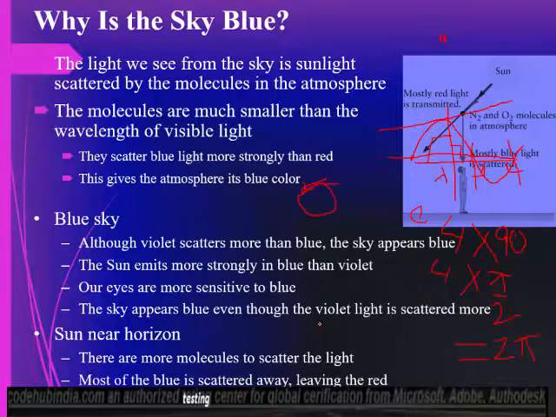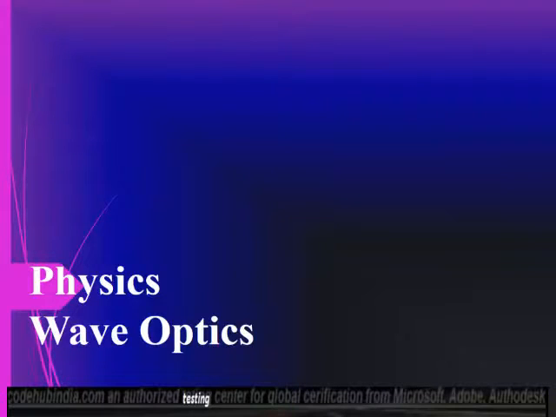There are more molecules to scatter the light. Most of the blue is scattered away and leaves the region. That is the reason for the red color at sunset time and sunrise time. Today's topic is the wave nature of light.